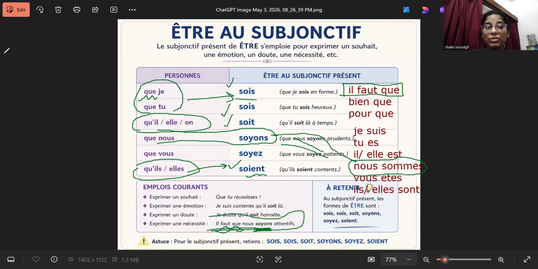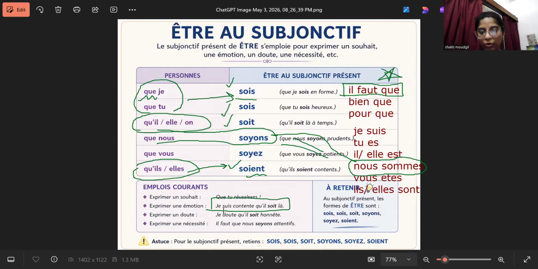If there was no il faut que, then we could have used nous sommes attentifs, we are attentive. But since there is il faut que, the expression where we have to use subjunctive, we would be using it in the subjunctive form. Let us have a look at one more example. This one. This is emotion. So with emotions as well, we use the subjunctive form.